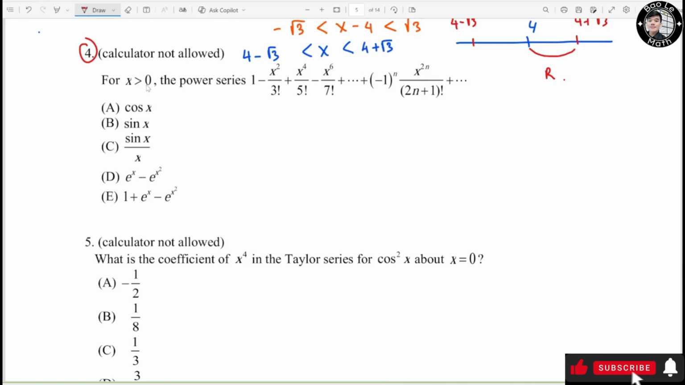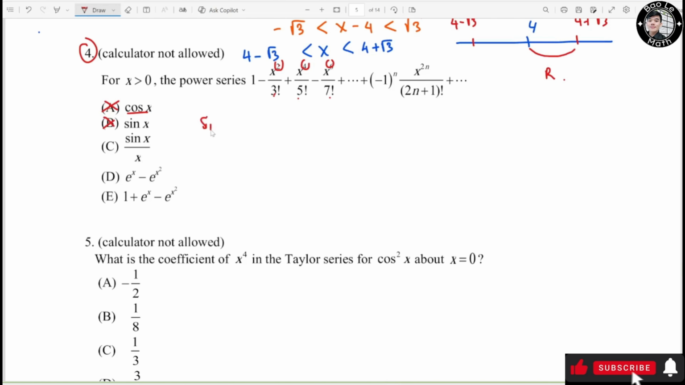For s greater than 0, which of the following is the function of this power series? You know that for the cosine function, the power right here should be even, and the bottom must be even, so this is odd, this is not the case. Now B, the top should be odd and the bottom should be odd, but the top is even, so it's not the case. C, sine s over s, this one could be.